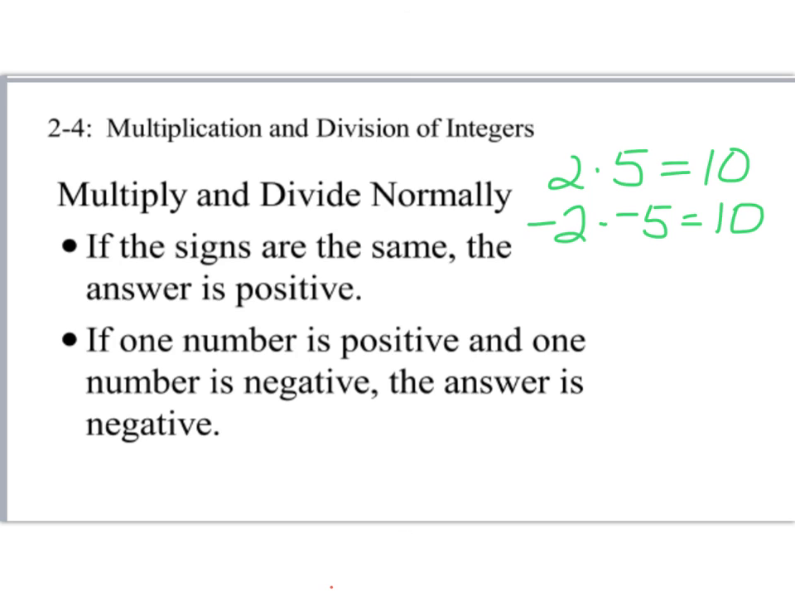If the signs are different, the answer is negative. And I know I have right here, if one number is positive and one number is negative, that's the same thing as if the two signs are different, the answer is negative. So, if I have 3 times negative 4, guess what? Negative 12. If I have negative 3 times positive 4, guess what?